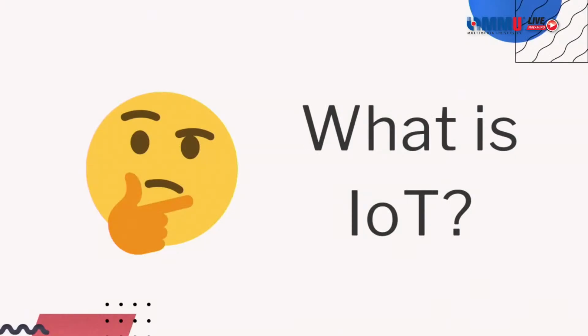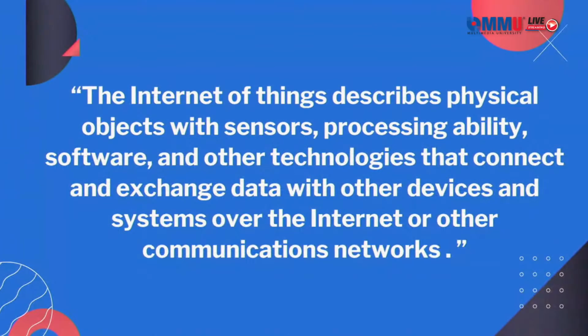Let's begin. What is IoT? It's something we always hear about around the world. So what exactly is IoT? If we refer to Wikipedia or a reference we search on Google, IoT means a physical object with sensors and software processing ability that connects and exchanges data with other devices over the internet or communication networks.